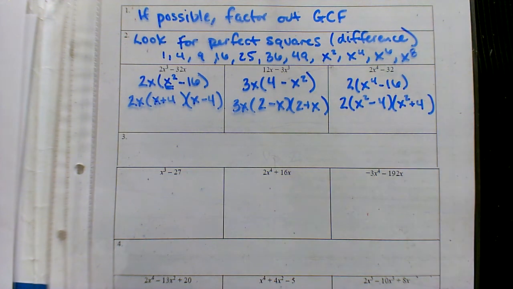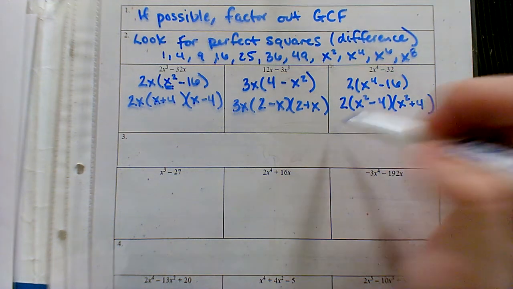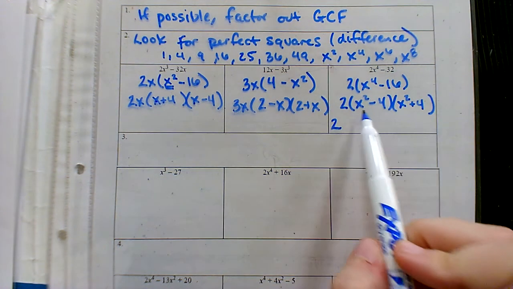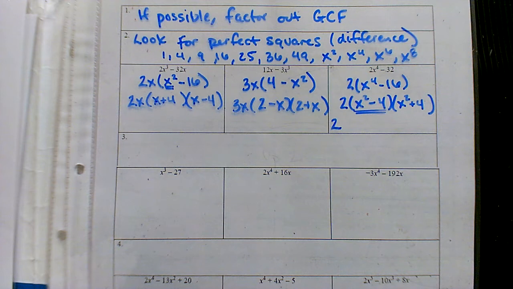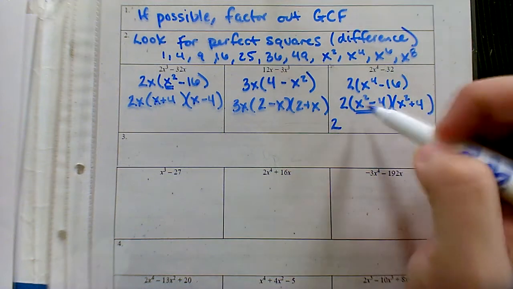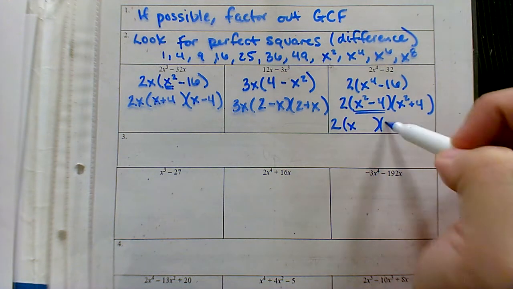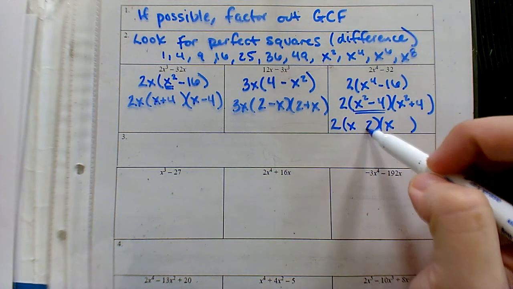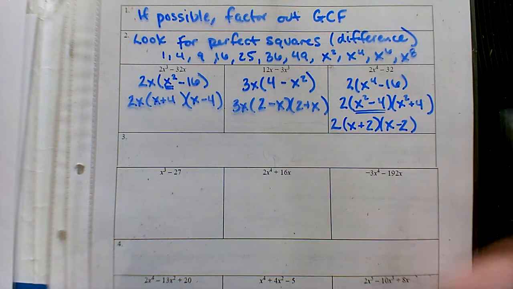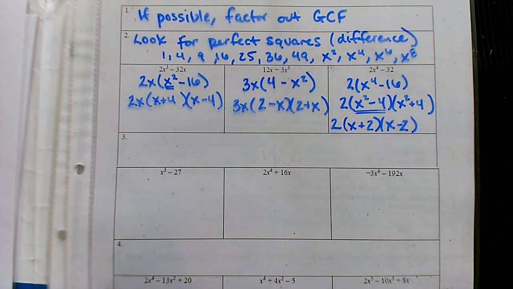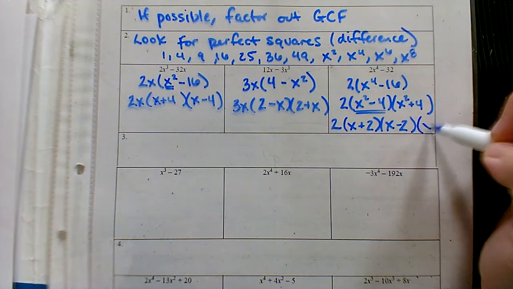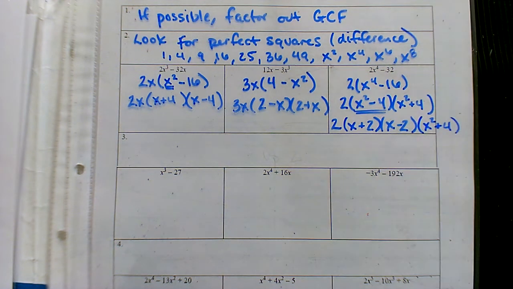Can we keep going, though? Do we have another type of factoring we can do? What do you see, Tori? Right. Okay, so for this factor here, notice how it's a difference, you're subtracting, and both of those are perfect squares as well. So we can keep going again. The square root of x squared is x, and the square root of 4 is 2. One's plus, one's minus. The other one, though, even though it looks similar, is a sum of perfect squares because you're adding. That one, unfortunately, does not factor, so we're just going to keep it the same.